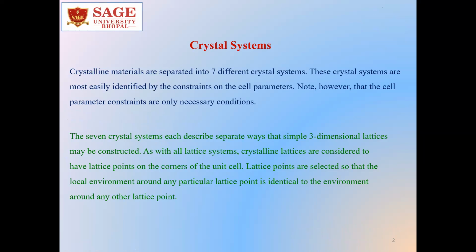The 7 crystal systems each describe separate ways that simple three-dimensional lattices may be constructed. As with all lattice systems, crystalline lattices are considered to have lattice points on the corners of the unit cell. Lattice points are selected so that the local environment around any particular lattice point is identical to the environment around any other lattice point.